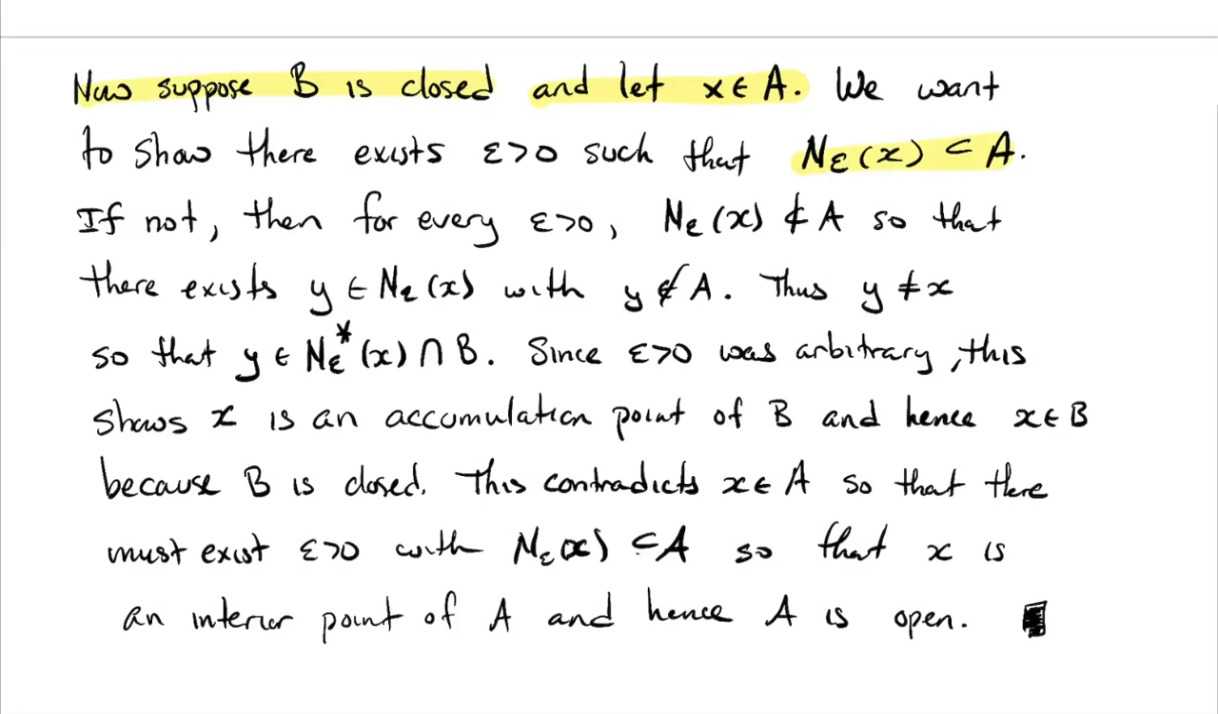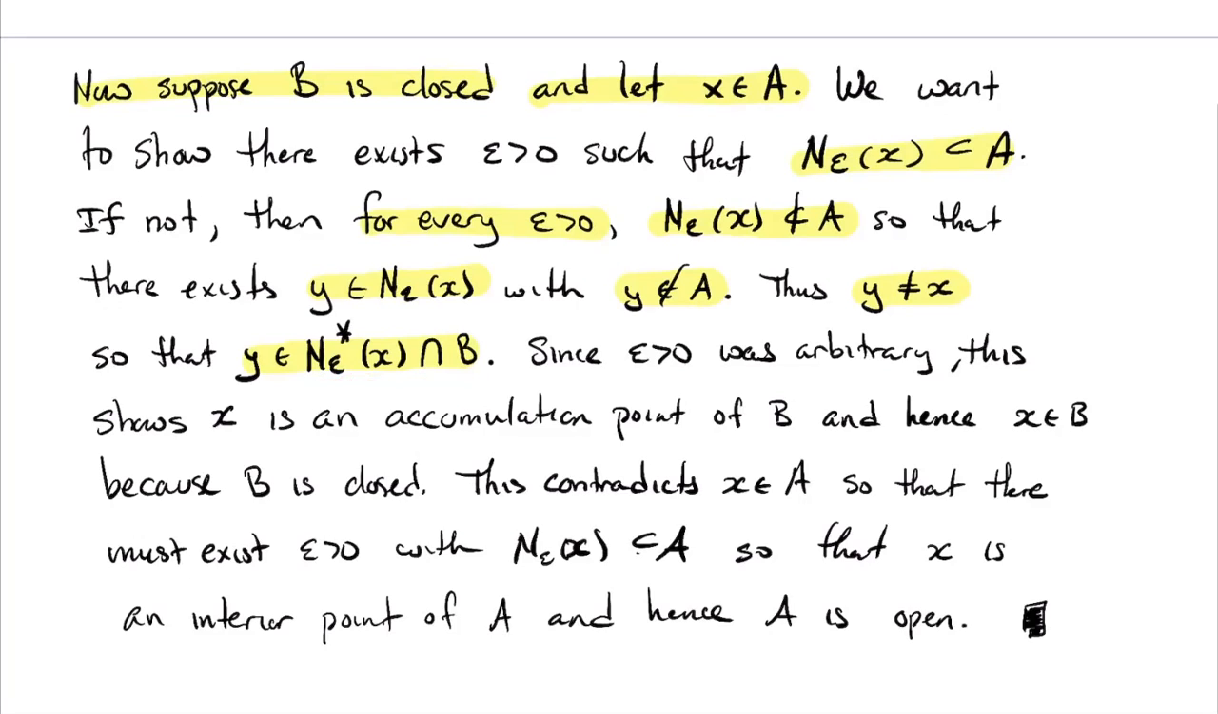So if there doesn't exist such an epsilon, what would that mean? Well, then every epsilon neighborhood of X is not a subset of A. That means that for every epsilon, I can always find a Y. If you like, you could say Y depends on epsilon, but I'm going to leave it out of the notation. I can always find a Y in that epsilon neighborhood that's not in A. I already said that X is in A, so in particular this Y can't ever equal X. So Y is actually in the deleted neighborhood, right? Y is not in A, so it's in B. So if it's in the deleted neighborhood of X and it's in B, it's in their intersection, right?